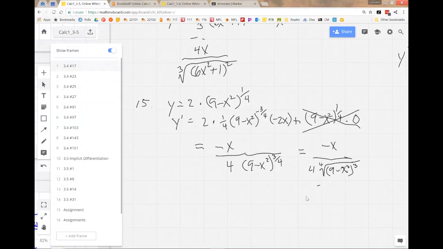Yeah, you're right, it does. She was pointing out that when you take 2 times 1/4 times negative 2x, that's going to be a negative, and the 4 cancels with the 2 times 2. So you're right, that 4 is gone. Thank you. You are correct. Let me get that erased.